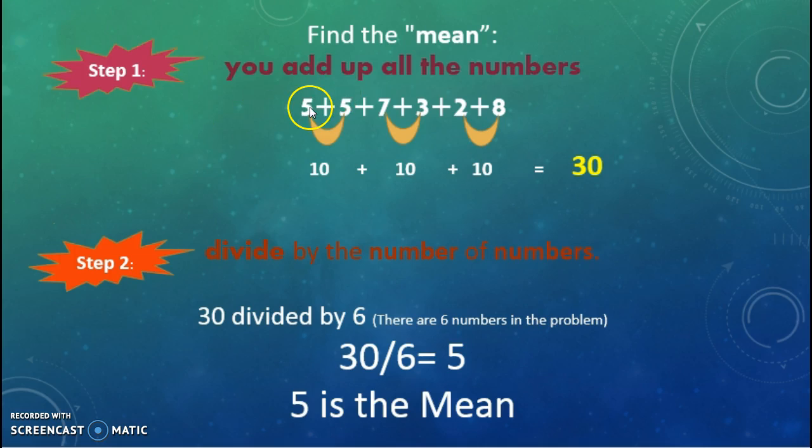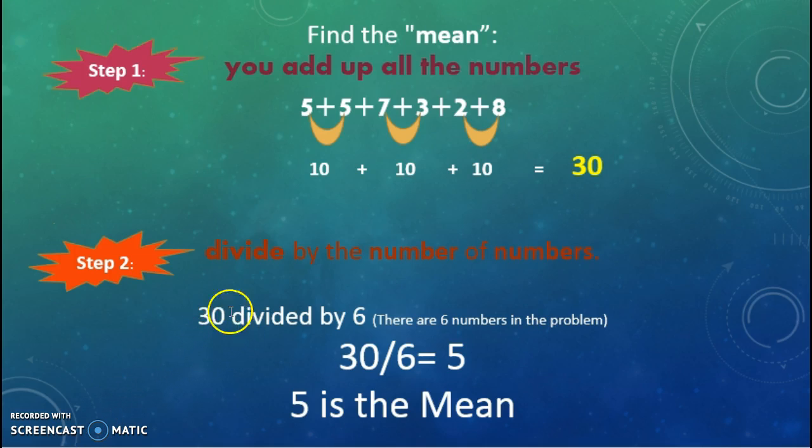As you can see here, I added 5 plus 5, 7 plus 3, 2 plus 8. That gave me a total of 30. I showed you here how I broke it down to make it easier. After I got my answer of 30, I went to step 2. In step 2, you divide by the number of numbers. Let me show you how that looks.